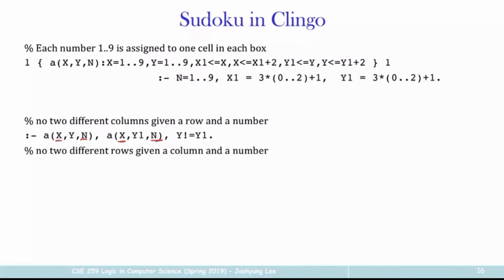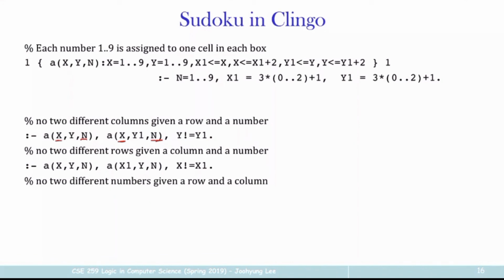Similarly for the column condition. If you're given a column, you cannot repeat the same numbers. That's also written this way. Here you see that column ranges from 1 to 9, row ranges from 1 to 9, and the number ranges from 1 to 9. If you're given the 2, then you should not have 2 different numbers for the third dimension. This constraint is actually similar to the constraint that we saw in the Queens problem.